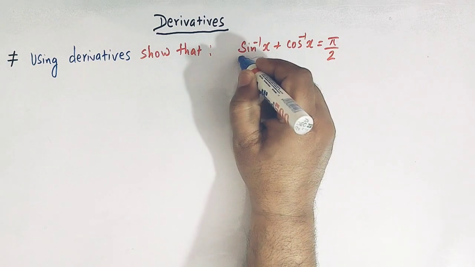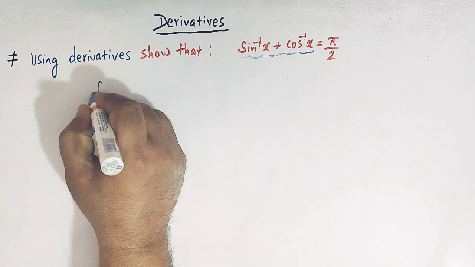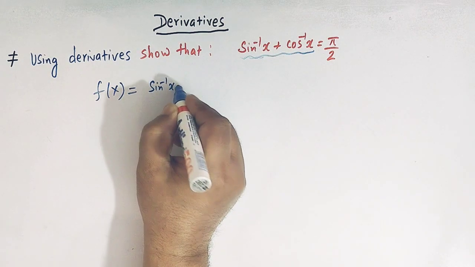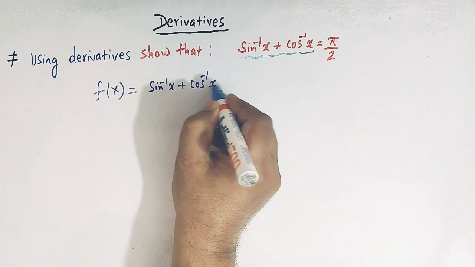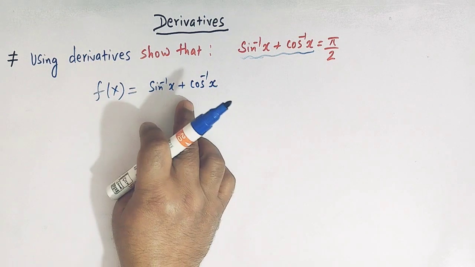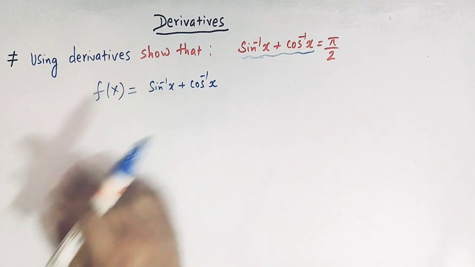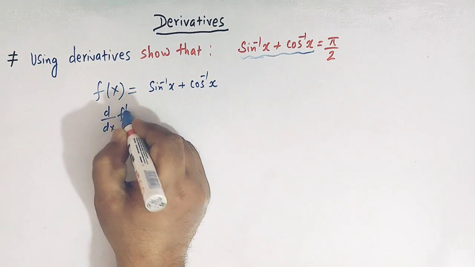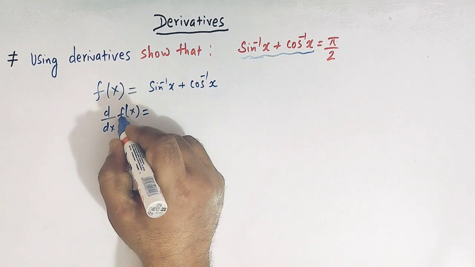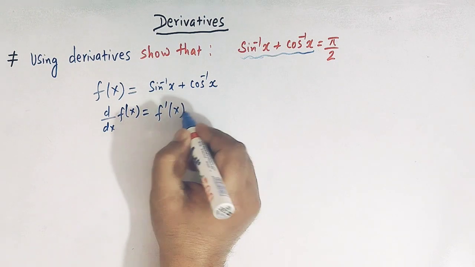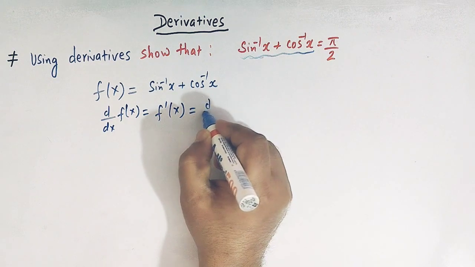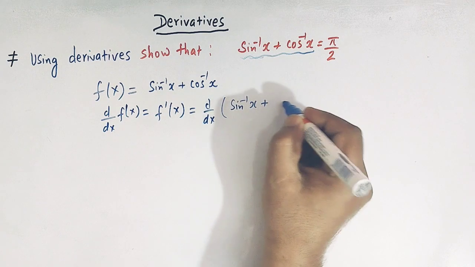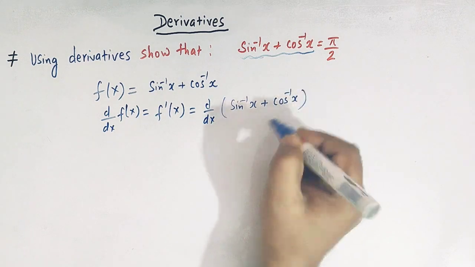So let us take this function as f of x. We'll assume this function as sine inverse x plus cos inverse x. Now let us differentiate f of x with respect to x, that is, let us find f prime of x, that is df over dx. So we have d by dx of sine inverse x plus cos inverse x.